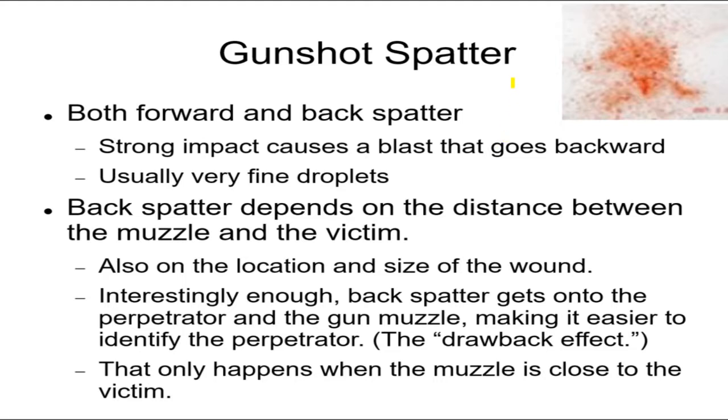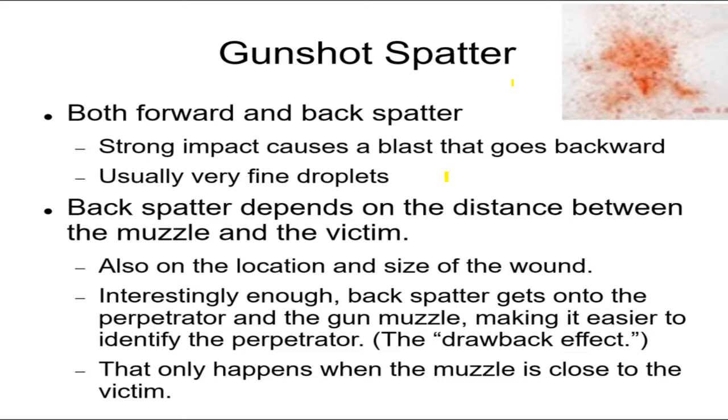so there's also gunshot spatter. It's a kind of impact spatter. Now, gunshot spatter, again, it's high velocity. It's going to create a lot of spatter. It goes both forward and back. Now, because it's high velocity, you're going to create tiny droplets, and it's going to look something like that.